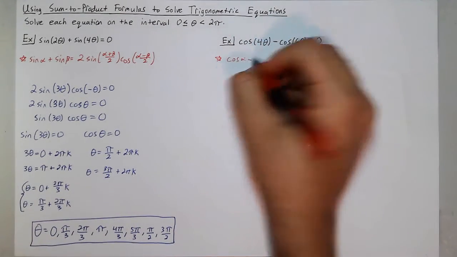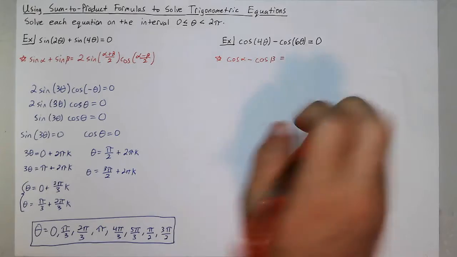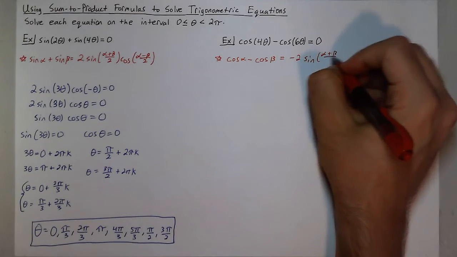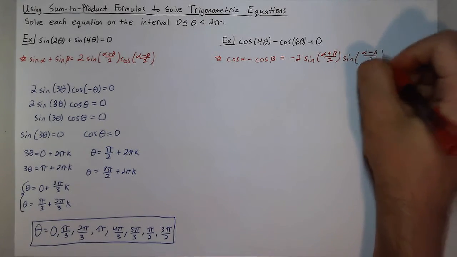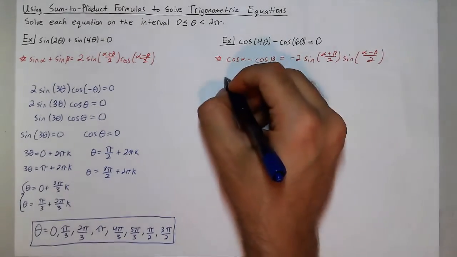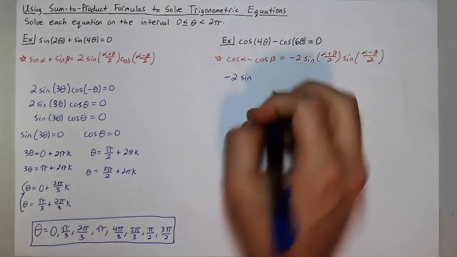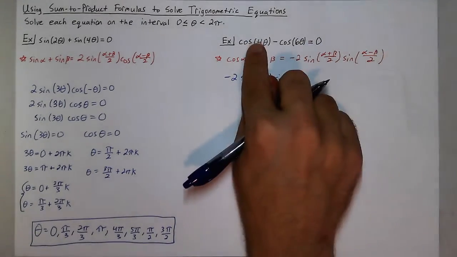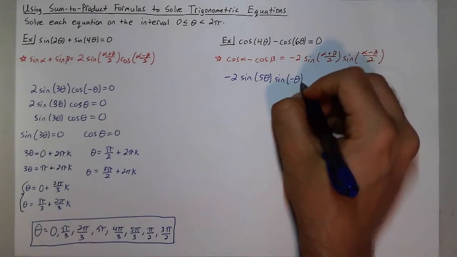So cosine of alpha minus cosine of beta, since I'm subtracting two cosine functions. And this is equal to -2 sine of alpha plus beta over 2 times sine of alpha minus beta over 2. So following that formula, this equation can be rewritten as -2 sine of 4 theta plus 6 theta, which is 10 theta, divided by 2, gives me 5 theta, times sine of 4 theta minus 6 theta, which is -2 theta, divided by 2, this gives me negative theta.